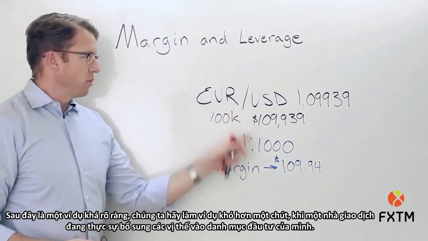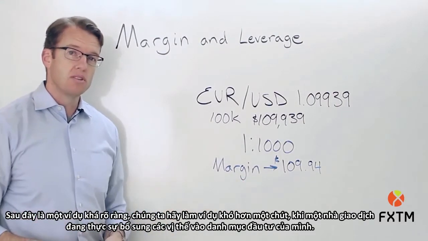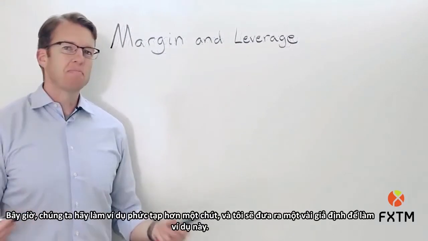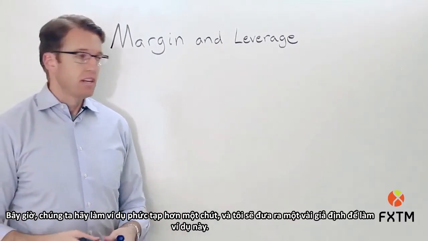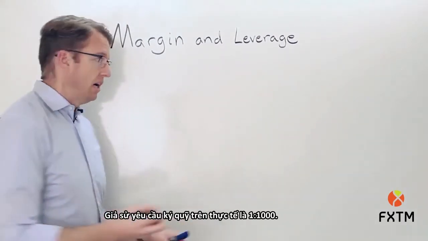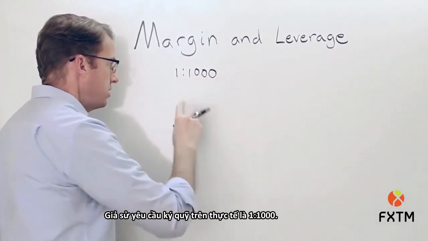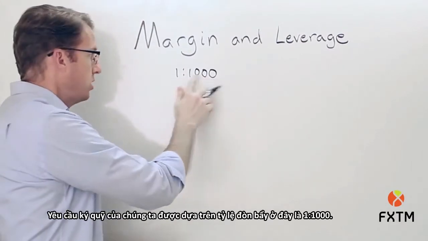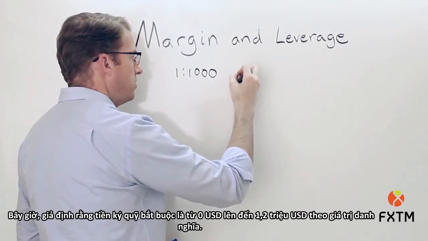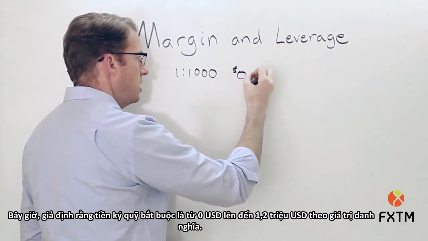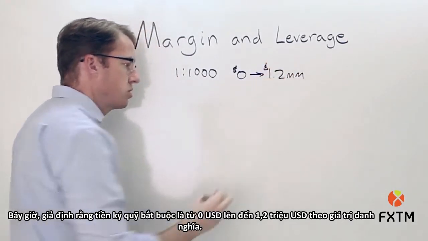Now this is a pretty straightforward example. Let's make this a little bit more advanced as a trader is actually adding positions to their portfolio. Now let's make this a little bit more complicated, and I'm going to make some assumptions as we do this. So let's say that the margin requirement is in fact based on a leverage ratio of 1 to 1,000. Now let's assume that that's the margin requirement for anything from $0 up to $1.2 million in notional value.